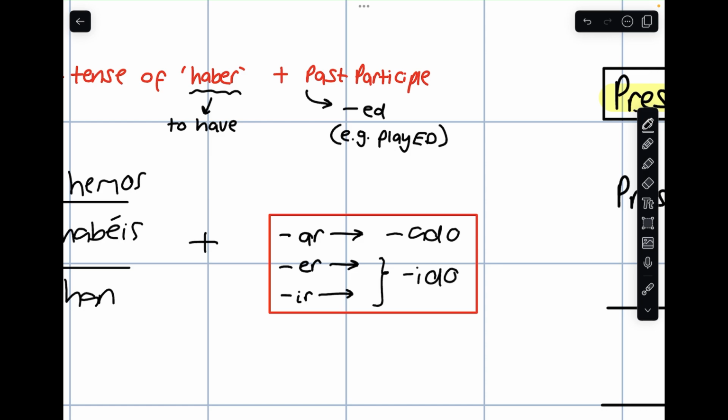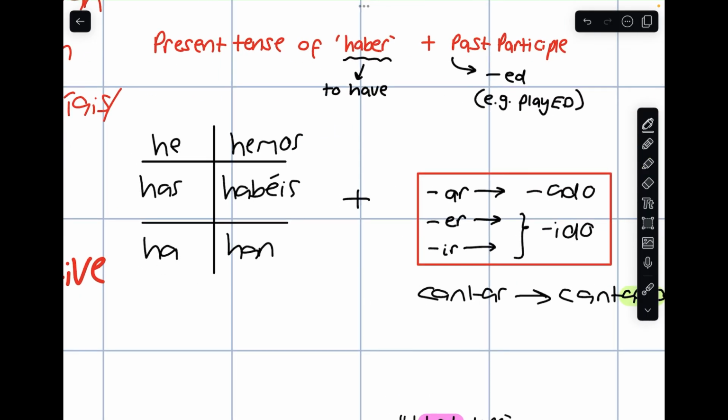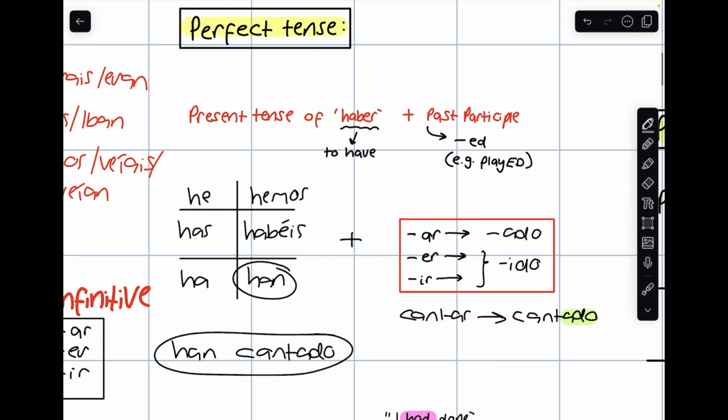So for example, cantar, to sing, would become cantado. So we take off the AR, and then we add on the ado or the ido. So if I wanted to say they have sung, I would take the they form of haber, which is han, and then add on the past participle, cantado. And cantado is they have sung. So the perfect tense is a really nice tense to put in your writing, as it's quite complex and it shows that you have a good command of Spanish.